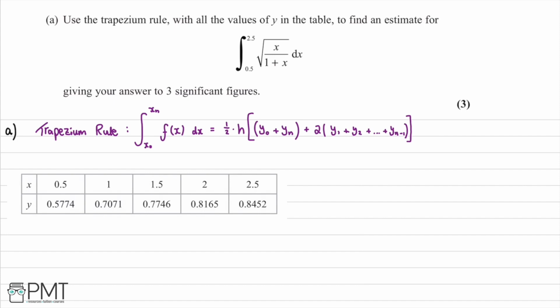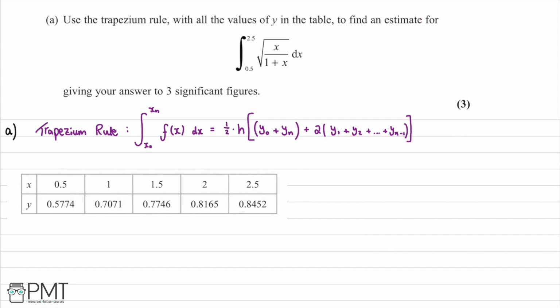So we know that this is going to be given by this formula here. So let us have the general case where we're integrating f of x with respect to x from x naught all the way to xn. Then we know we can use the following formula. So it's going to be a half multiplied by h, which we'll come back to later. We'll explain what h is. And then we're going to multiply this by y naught plus yn. And then we're going to add on all of the other y values added up.